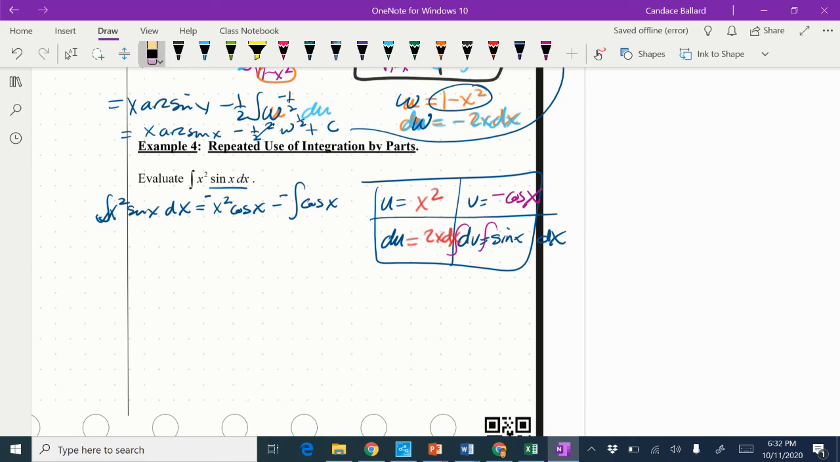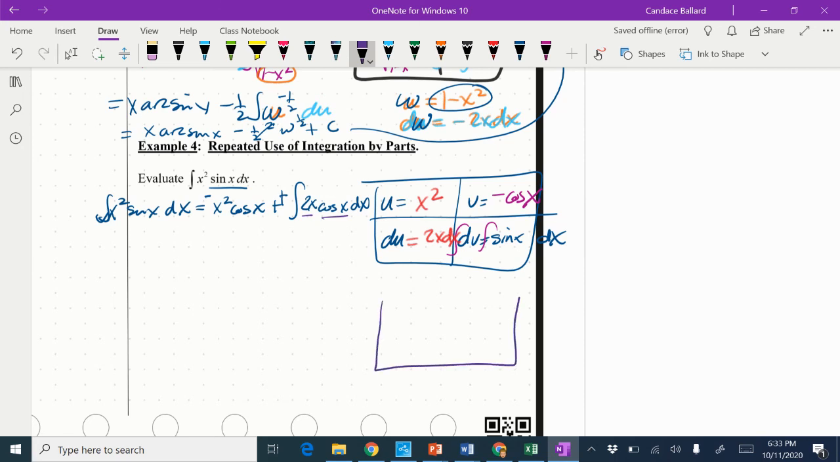Ooh, interesting. Look at what's going to happen. I'm going to remove this a little bit. 2x cosine x dx. Double negative is going to go positive here. Look at what happened. I have 2x times cosine x. I'm going to have to do integration by parts a second time.